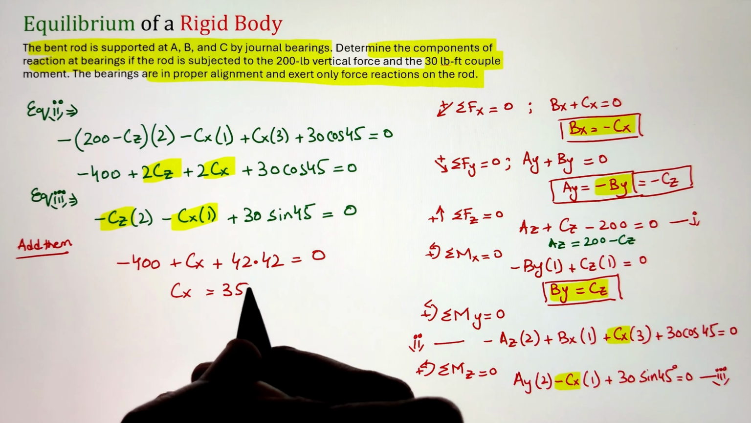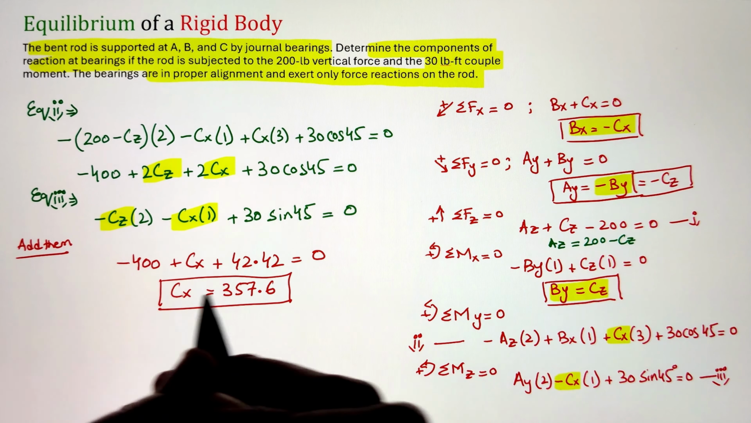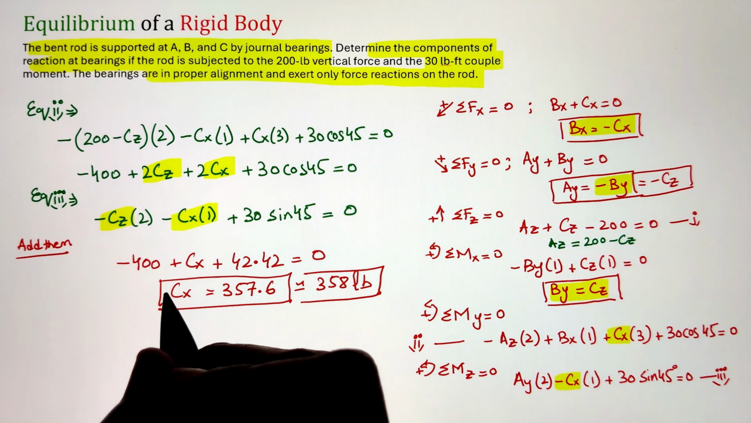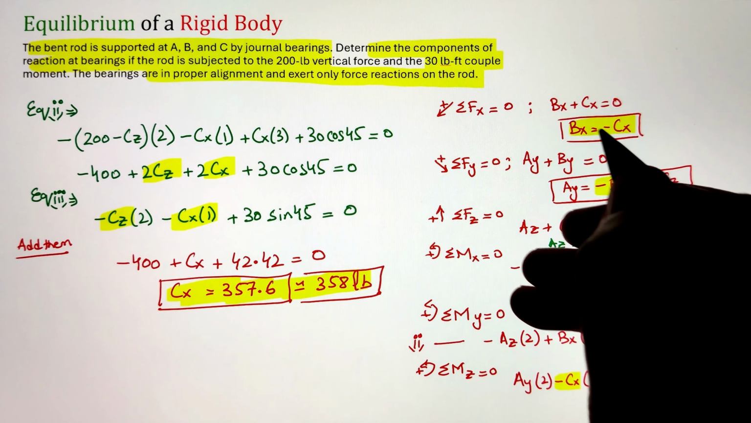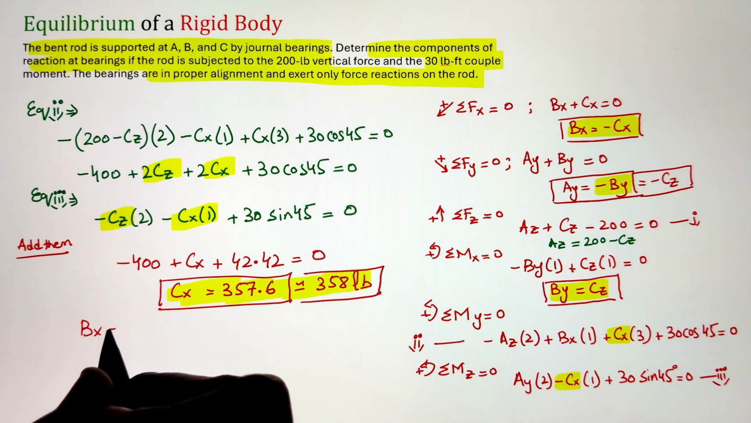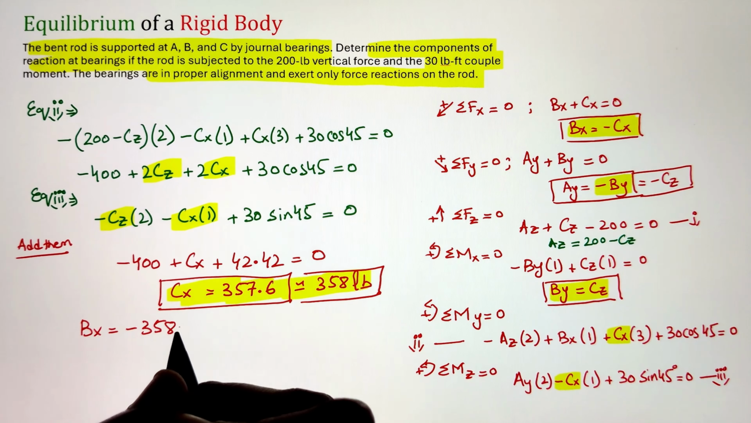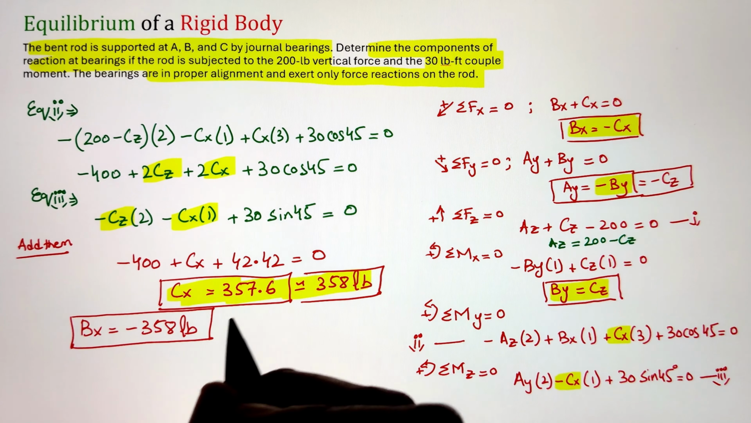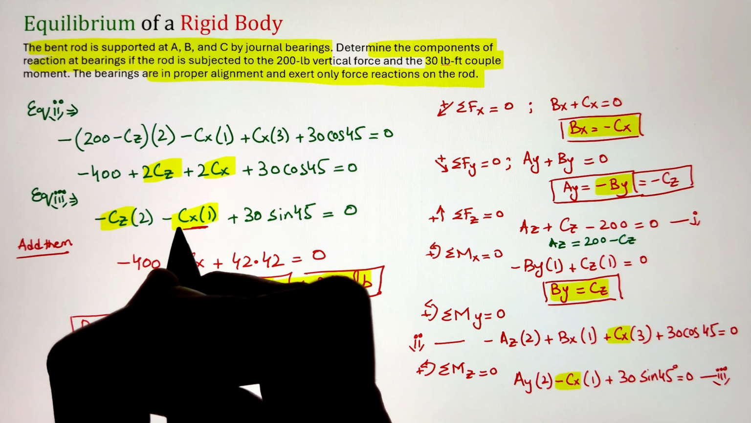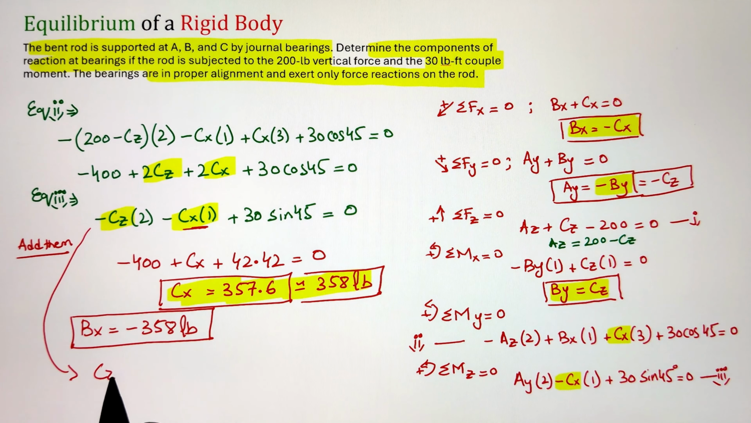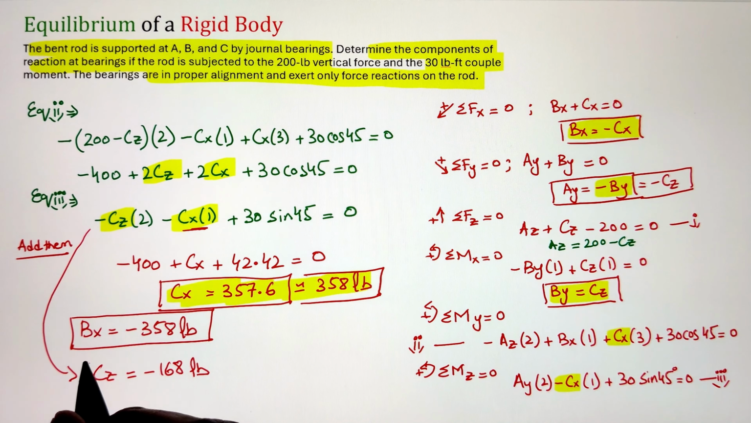Simplifying, we get the value of Cx as 358 pounds. Now, once we have the value of Cx, from our very first equation of summation of forces along the x direction, we know Cx equals negative of Bx. So our Bx value will be minus 358 pounds. Once we have that, now we can plug the value of Cx in equation 3 and solve for our Cz. Simplifying, we get our value of Cz as negative 168 pounds.